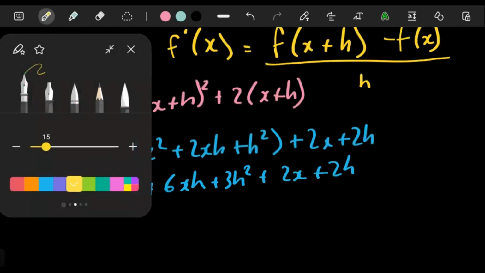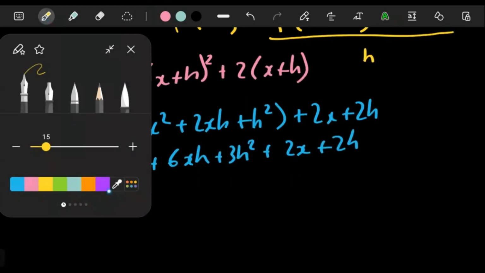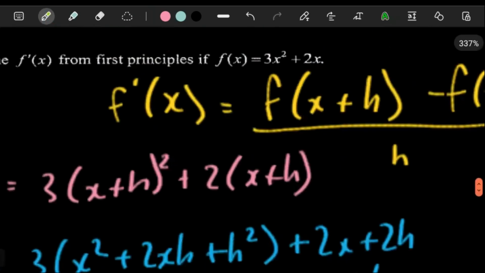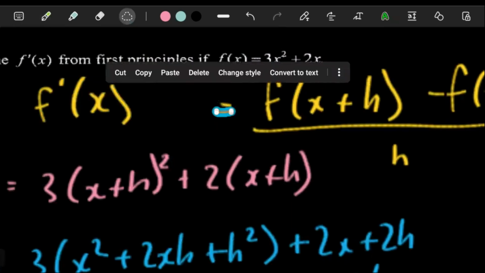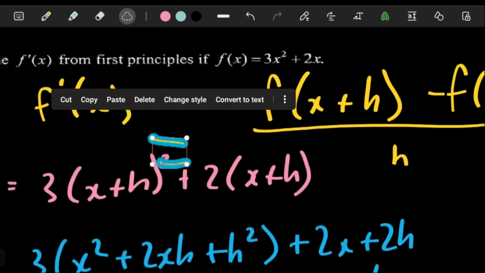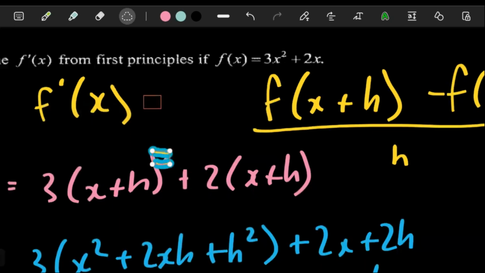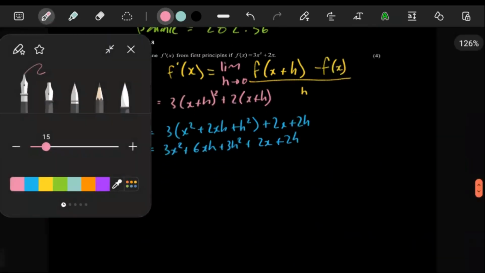Now, everything is fine so far. Let's see what else. Oh, I forgot the limit part. And that comes after this equal sign. That limit thing is important actually. The limit as h goes to 0.